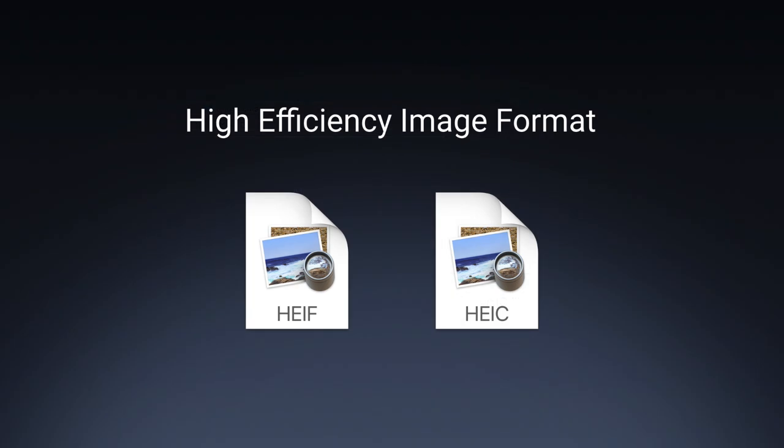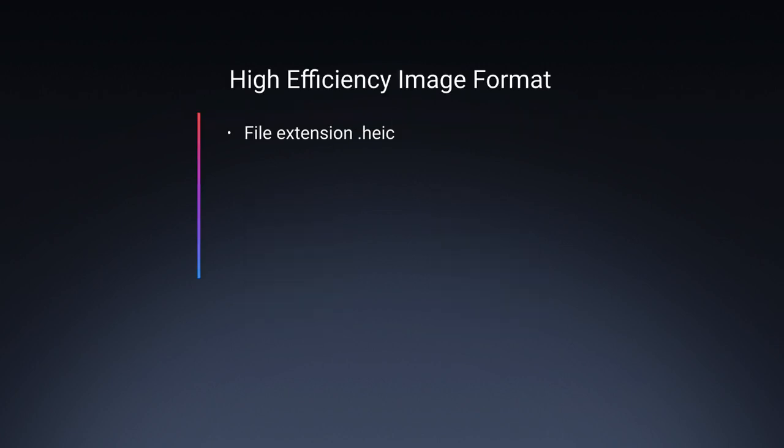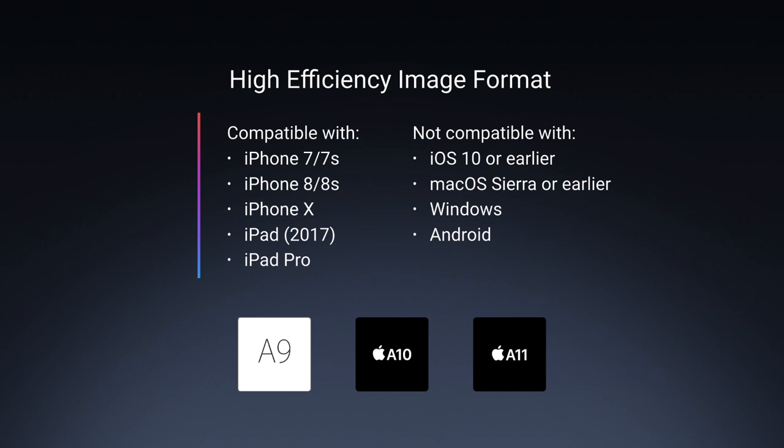With the release of iOS 11, Apple introduced a new file format for photos, HEIF. Using a file extension of .heic, this format, High Efficiency Image Format, offers better compression for photos, saving space on your device and in the cloud. You can take photos in HEIC format on iOS devices that use Apple's A9 processor or later. These files are not compatible with iOS 10 or earlier, or with macOS Sierra or earlier. You also cannot view these files on Windows or on Android.